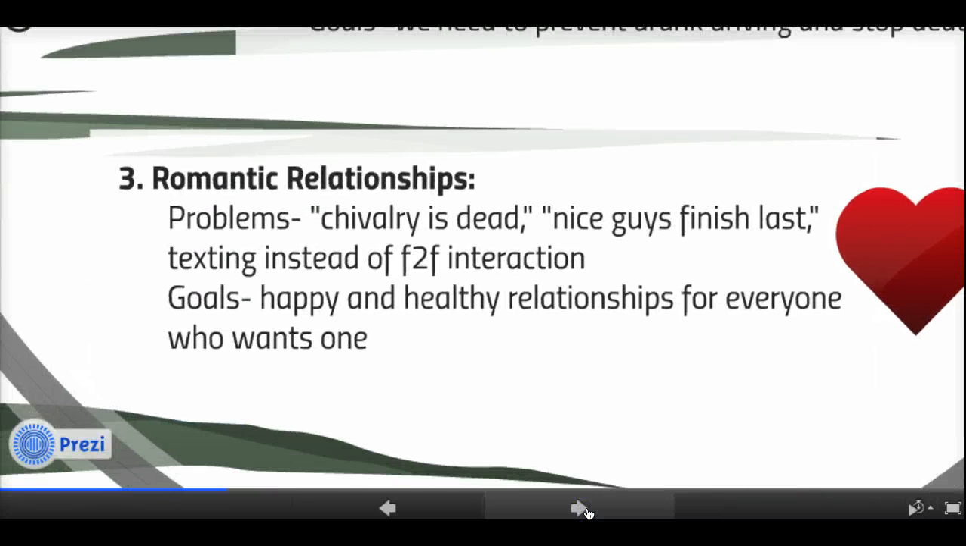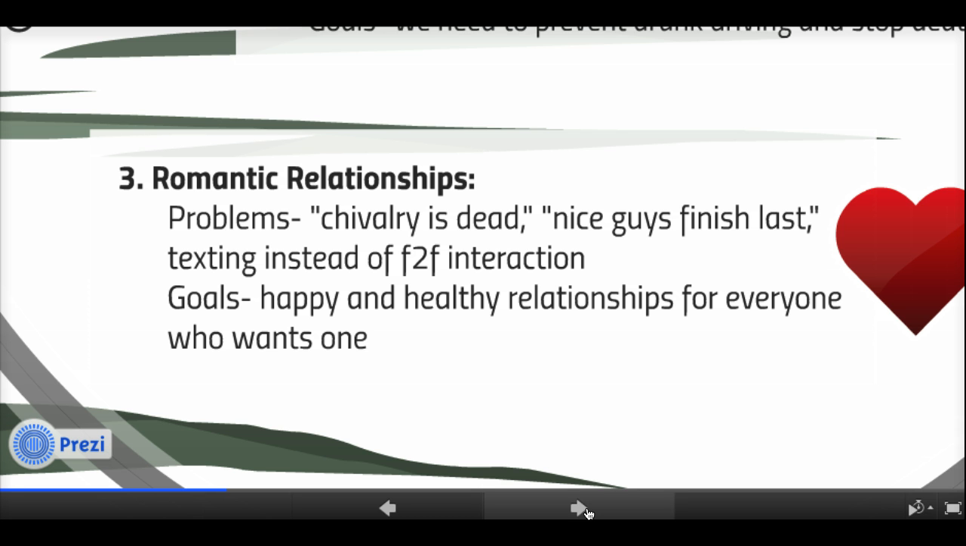And then romantic relationships, some problems that people discuss about romantic relationships. Some people say chivalry is dead. There's that quotation out there that nice guys finish last. A lot of people today are noticing that texting has influenced their relationship instead of having face-to-face conversations. And then goals. What are our goals with romantic relationships? Well, for most people, it's happy and healthy relationships for everyone who wants one. So, I've got these 3 topics. I've broken them down into some problems and goals.